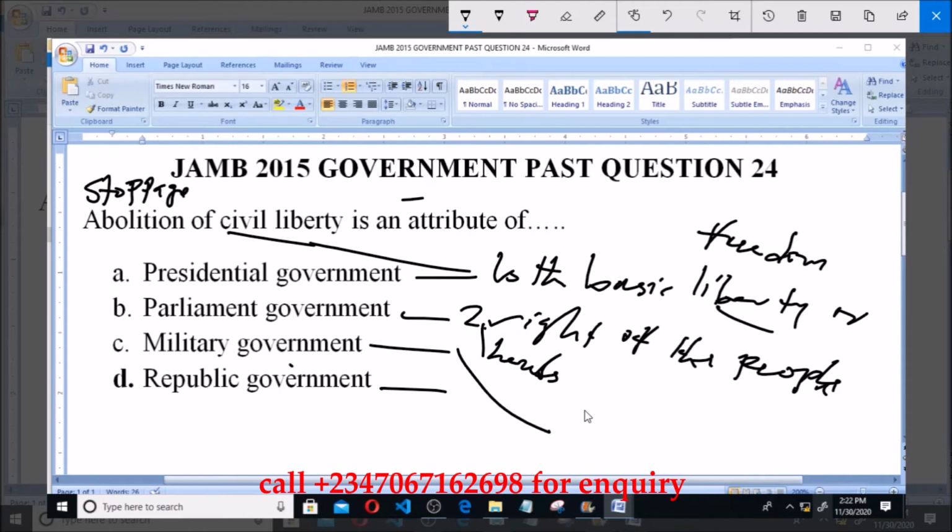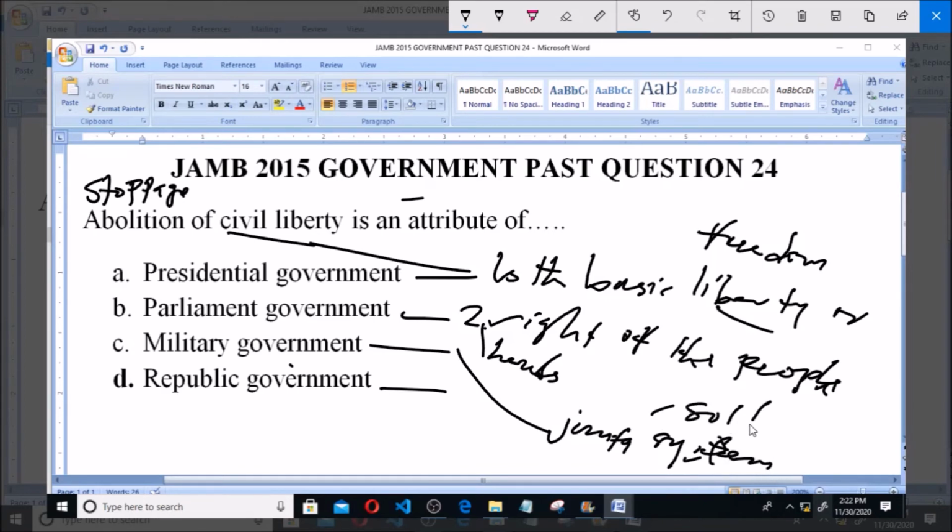The military government means junta system. That is soldiers. The republican government means civil government. So the government that abolish civil liberty is military government, and that is the soldier government. So option C is correct.